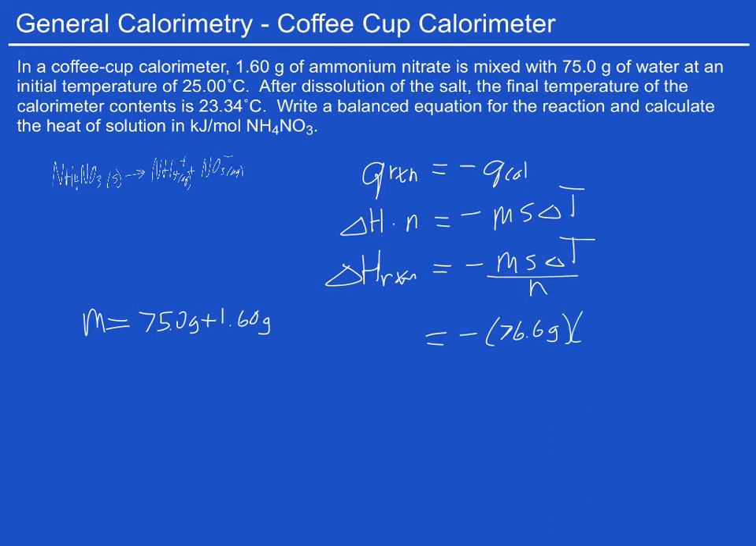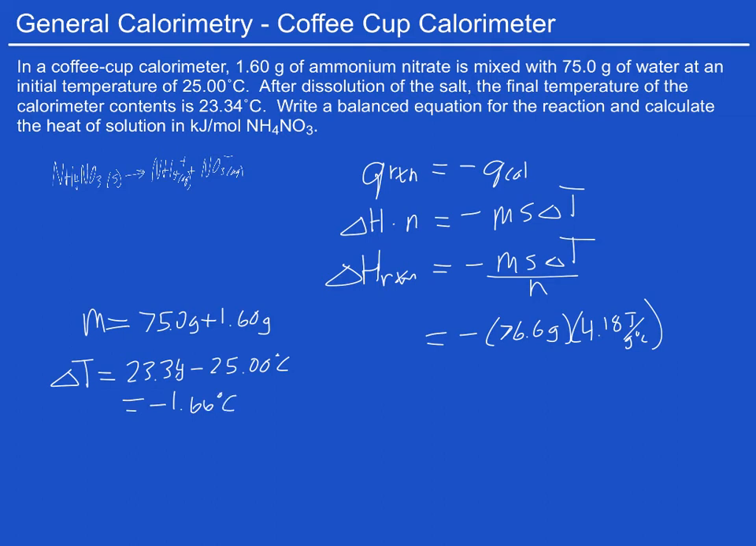Specific heat, unless we're given something otherwise, we assume that it's the same as water: 4.18 joules per gram degree Celsius, and that holds pretty true for most low concentrations of things. It tends to fall apart when you get to a little bit warmer temperatures. And then the delta T is going to be the final temperature minus the initial, so in this case it'll be 23.3 minus 25, and if you do that out, we can see it's going to be negative 1.7 degrees C.